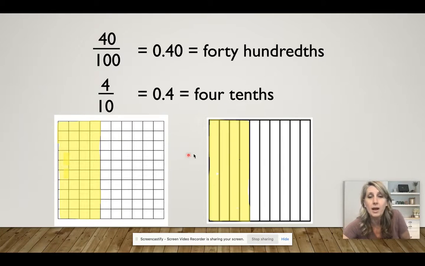Or you might have colored them in a different way. Maybe you colored one here and then 3/10ths or 30 hundredths over here. It really doesn't matter. They're equivalent. And they would represent the same amount. All right, here we go. 63 hundredths now. Grab a grid and color that in for me. 63 hundredths.